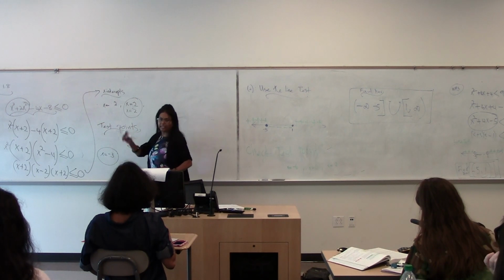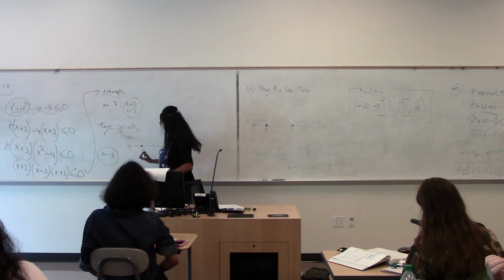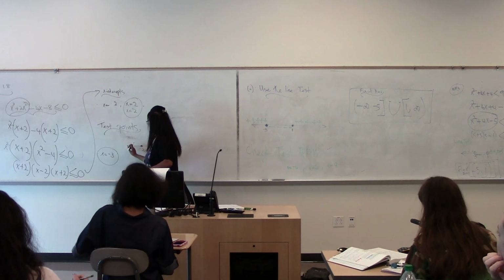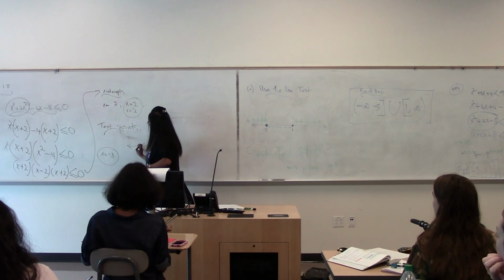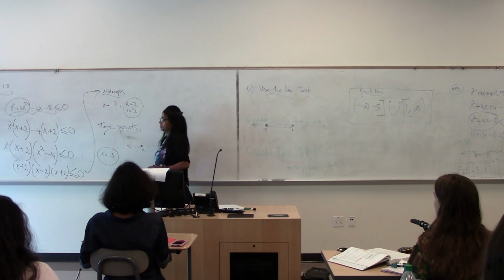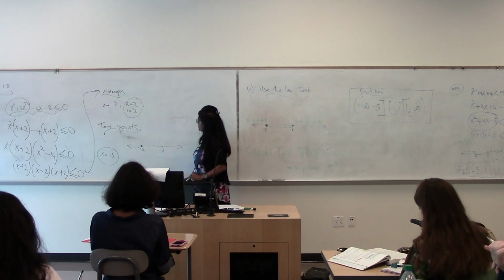So we don't have to know how the graph is doing here. I'm going to show you that later, how to graph this. All you have to do is this. So this is negative, negative, negative all the way, right?